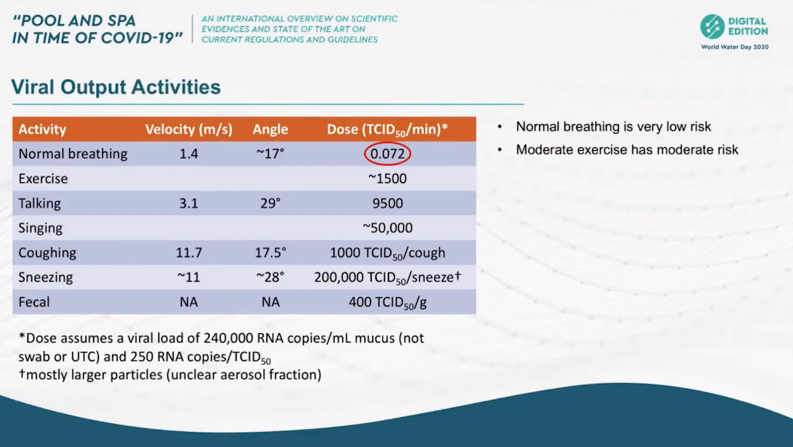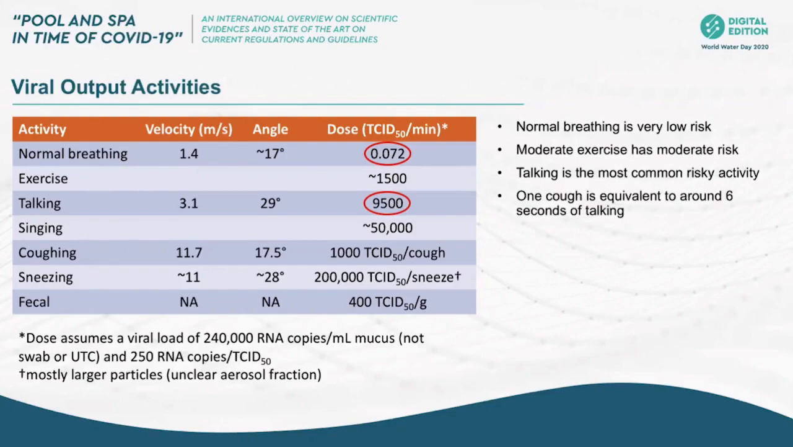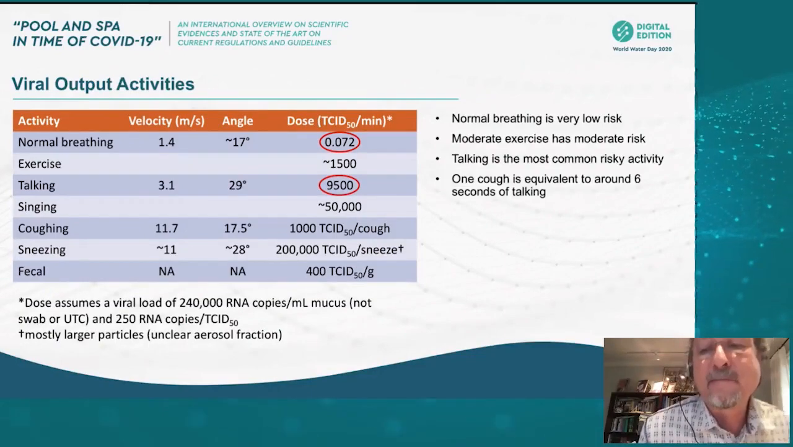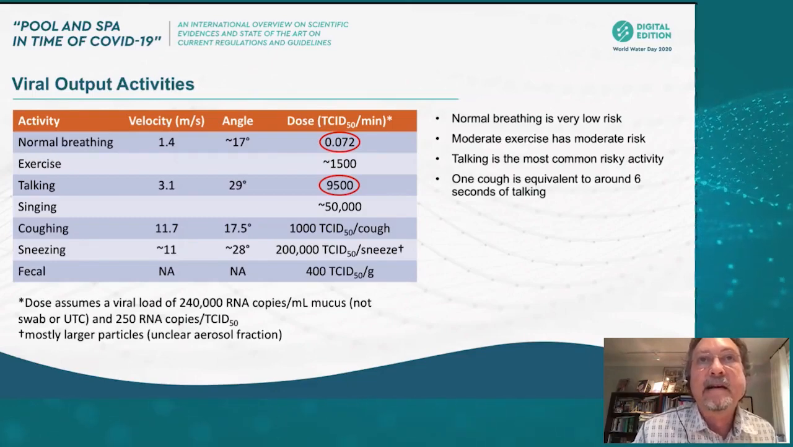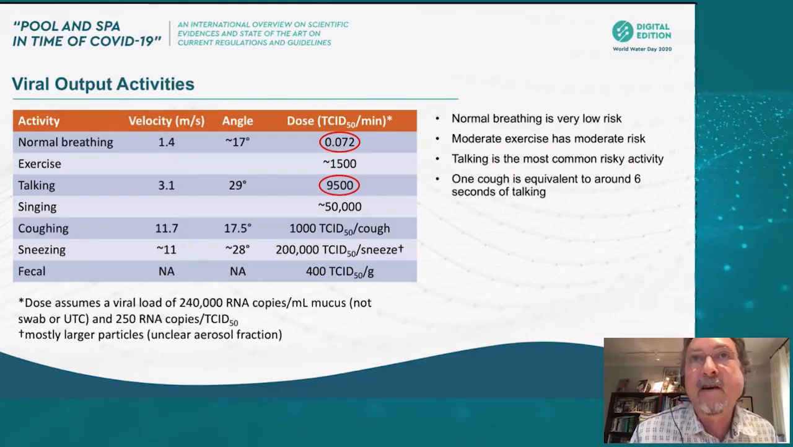Moderate exercise has some moderate risk, as I show, but what we're going to focus on to some degree is talking, because that's the most common activity that people perform, which has risk because of the virus coming out of their mouths. Singing is, of course, even higher. And coughing, people think of coughing as being particularly bad, but in fact, a cough is equivalent to about 6 seconds of talking. So unless you're coughing continually, talking is actually often worse.